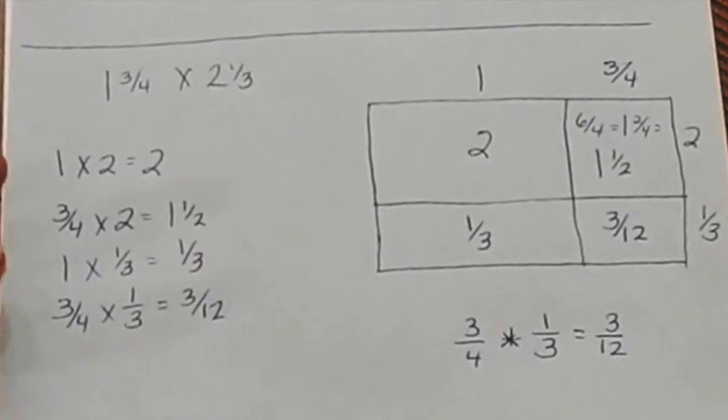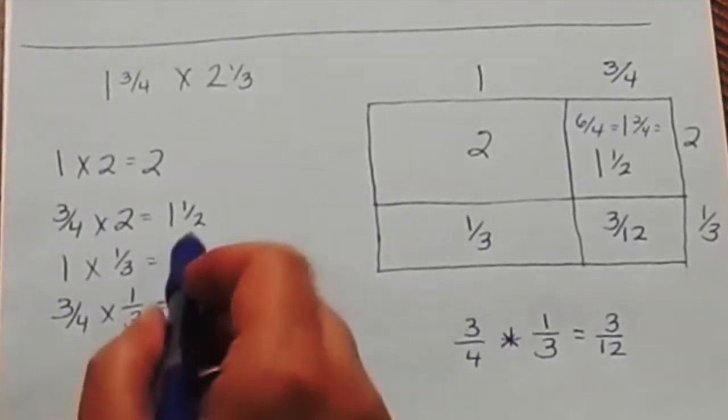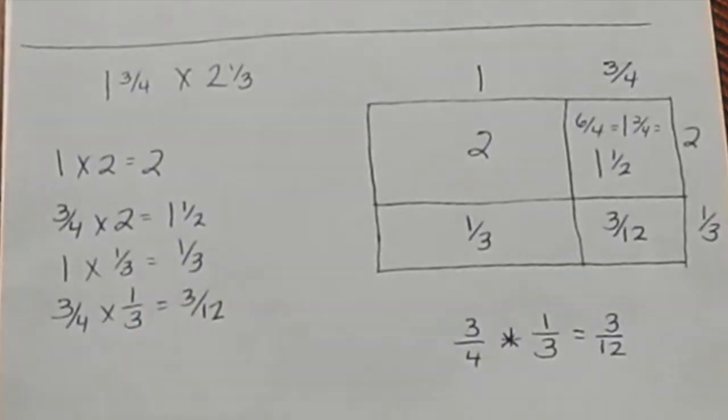And then my last step is to add up all the partial products. And this isn't easy because notice that they all have different denominators on them. So I need to find a denominator that would work for 2, 3, and 12.